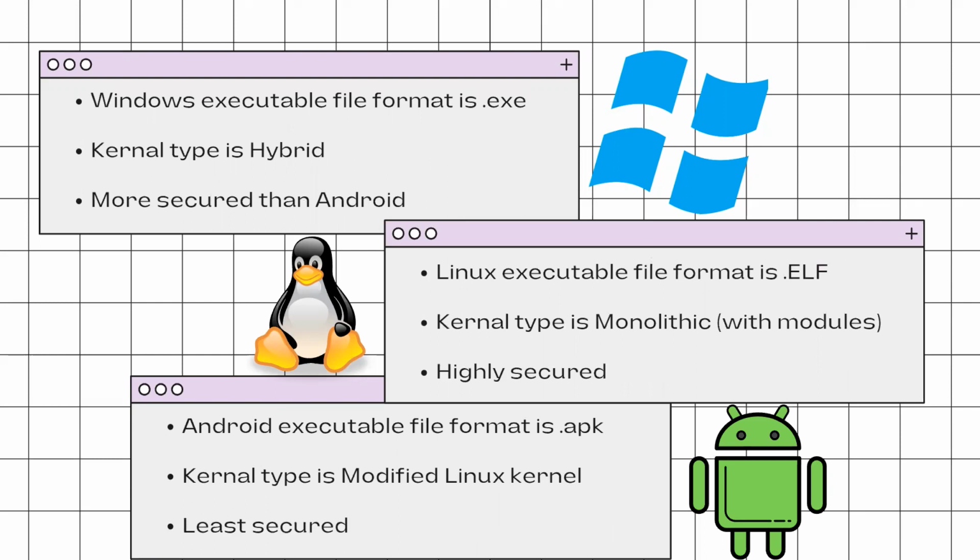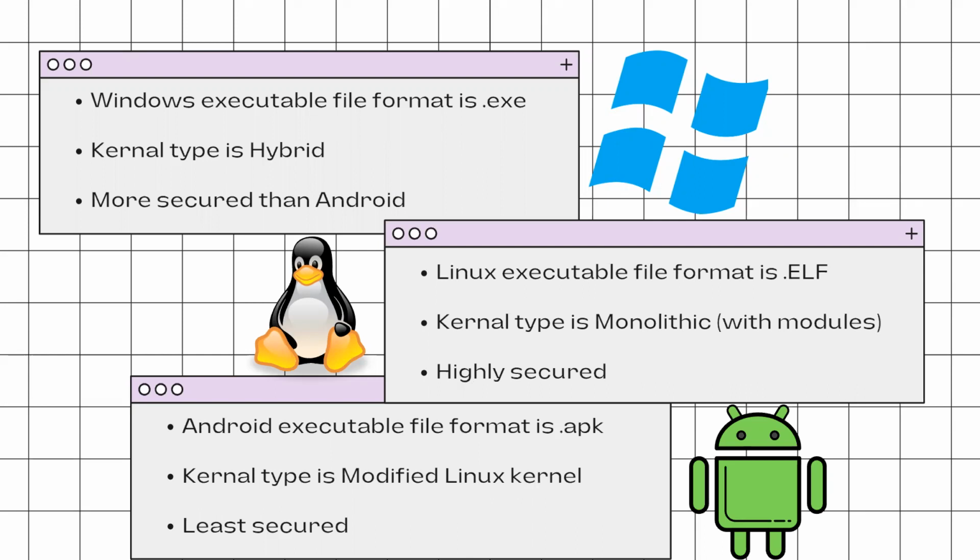Now, the Windows executable file format is .exe. Exe files are a Windows-specific executable file format. When a user or other event triggers an executable file, the computer runs the code that the file contains. An executable file contains binary machine code that has been compiled from source code.